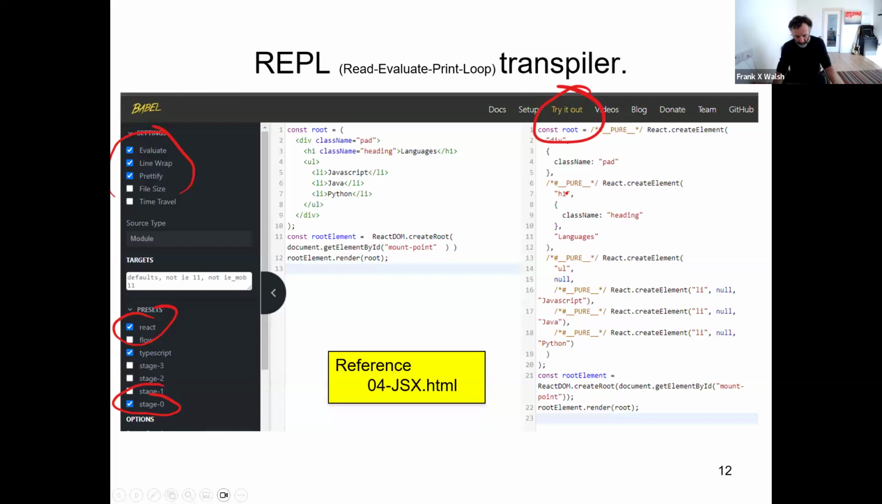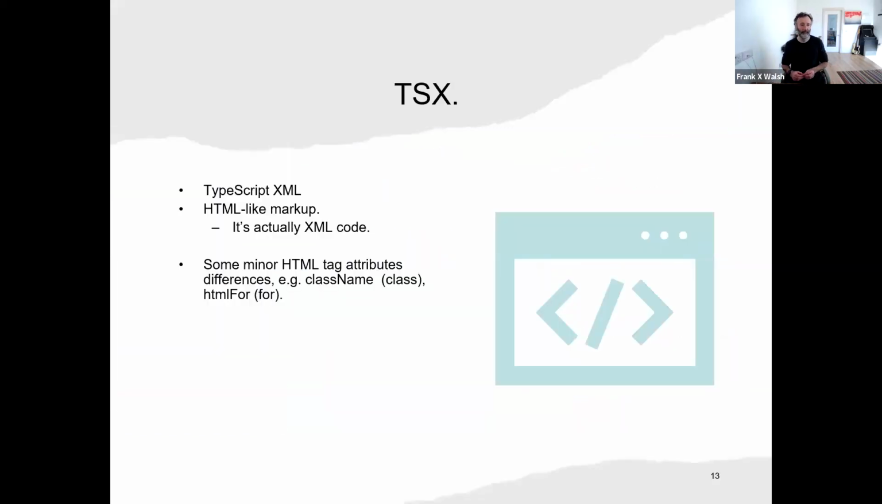Let's talk a little bit about TypeScript XML. It's HTML-type markup, but it's actually XML code. There are some minor HTML tag attributes that need to change so they don't clash with reserved words in TypeScript and JavaScript. For CSS classes, we use the className attribute instead of class. And in labels, to indicate which input element a label is for, we use htmlFor instead of for. So it's worth noting that as well.